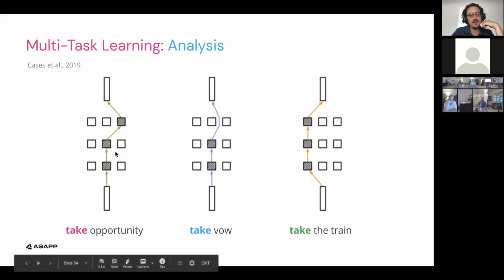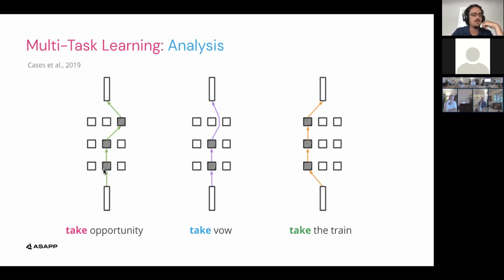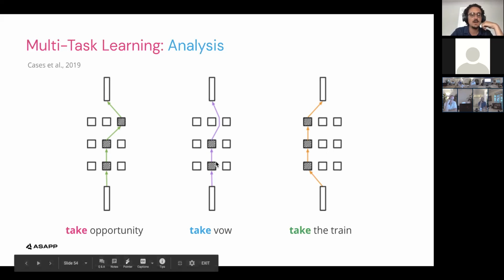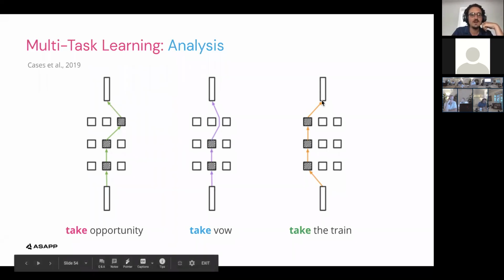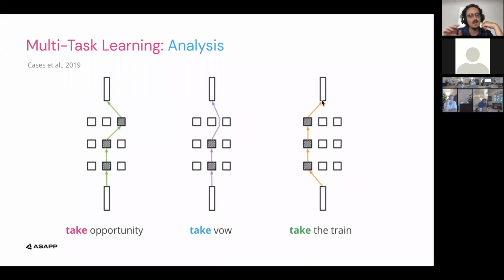So we have take opportunity applying function block 2, function block 2, function block 3. For take vow, it applied module 2, module 2. So it has a high overlap. It has a very similar interpretation. Whereas when we said take the train, the word take had a completely different interpretation. And I think this is exactly the promise of modular and compositional learning, that we can do many of these things at once. We can disentangle latent representations because many of our latent representations are massively overloaded.